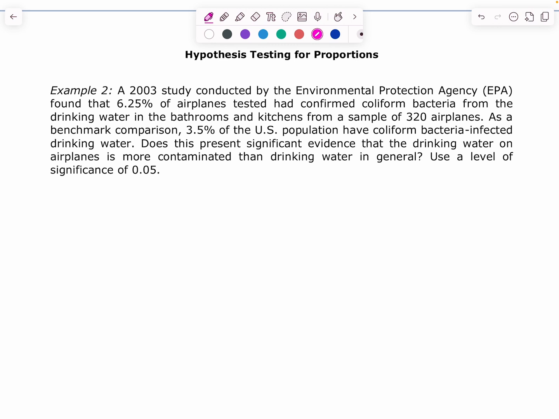This is a wonderful thing to consider. Is the water on an airplane more contaminated than drinking water in general? Let's find out.